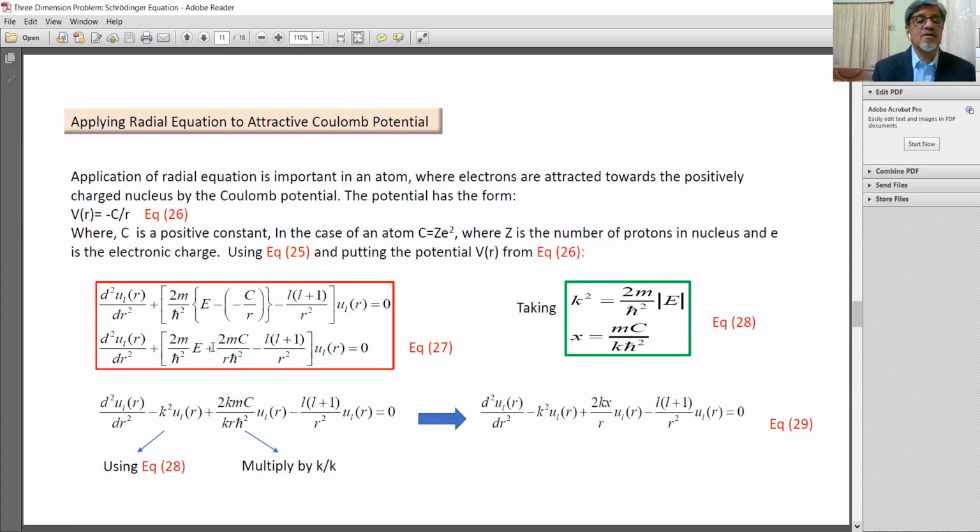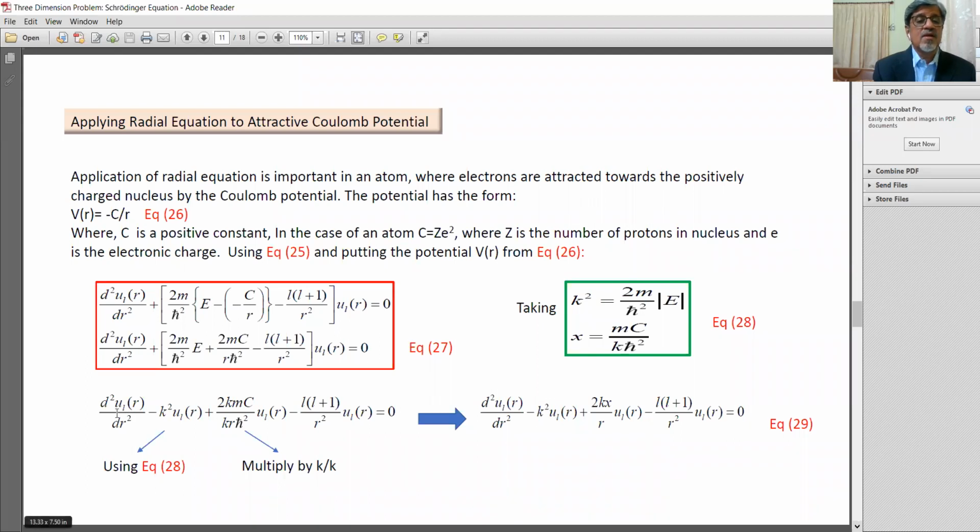So the equation is modified as 2m divided by h cut squared E plus 2mC divided by r h cut squared, minus L(L plus 1) divided by r squared. Now we modify equation 27 by assuming that k squared is equal to 2m divided by h cut squared modulus E, because with the modulus, E may be positive or negative. For an attractive Coulomb potential and bound condition, E is negative, but if you want to avoid the sign, we write the modulus sign so that we don't have to worry about it. And again, x is assumed as m C divided by k h cut squared. This is known as equation number 28.